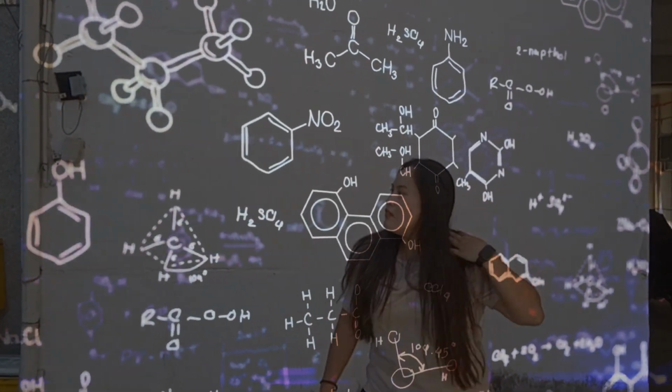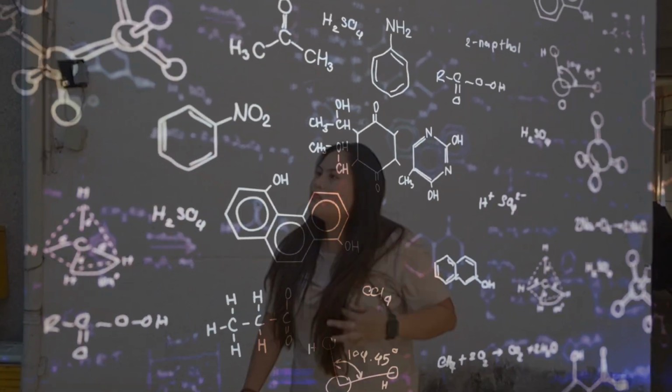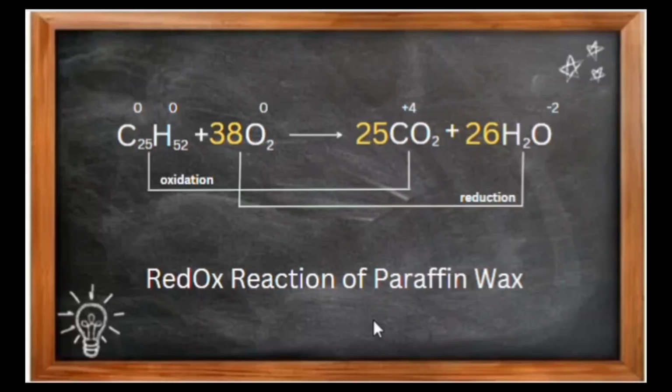Welcome to the symbolic world. To understand the redox reaction, we need to look at the chemical equation. The chemical formula for paraffin wax is C25H52, which reacts with oxygen to produce carbon dioxide and water.